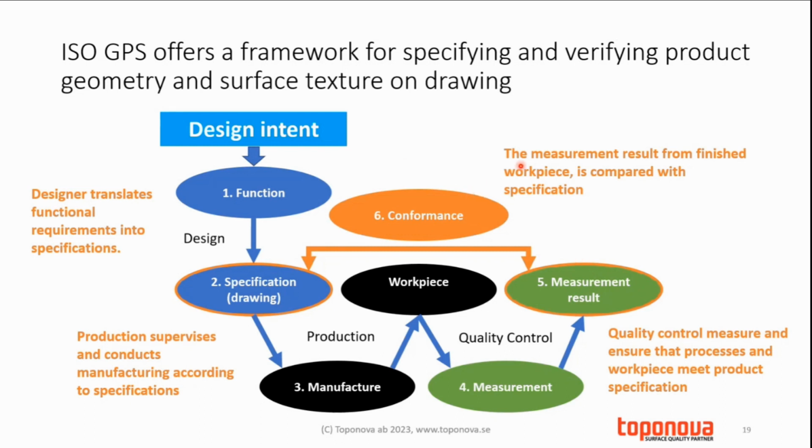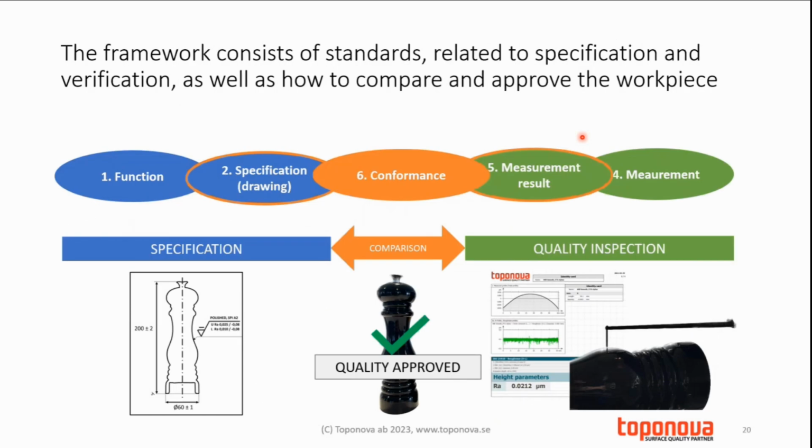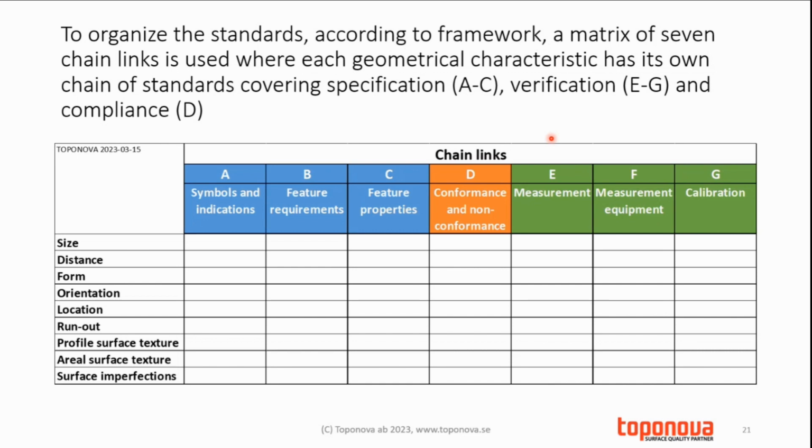And number 6 is the measurement result from finished workpiece is compared with the specification. This framework consists of standards related to specification, verification, and how to compare and improve the workpiece. To organize the standards according to a framework, a matrix of 7 chain links is used where each geometrical characteristic has its own chain of standards covering specification, verification, and compliance.